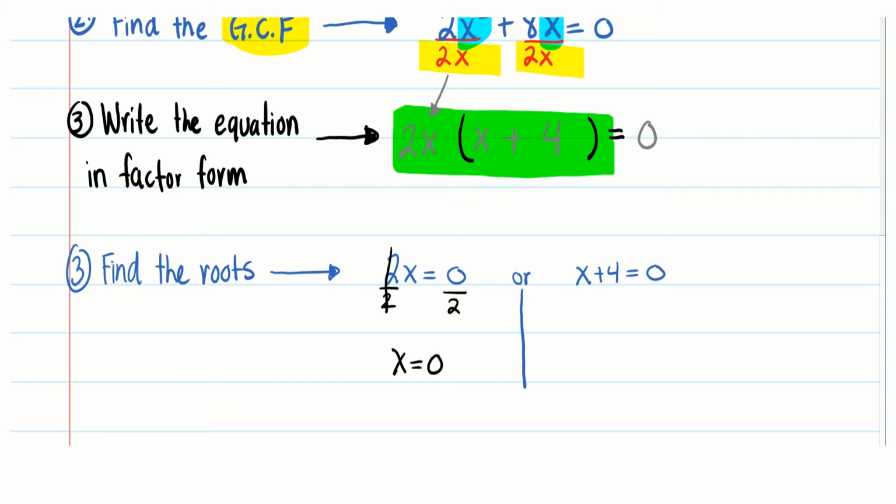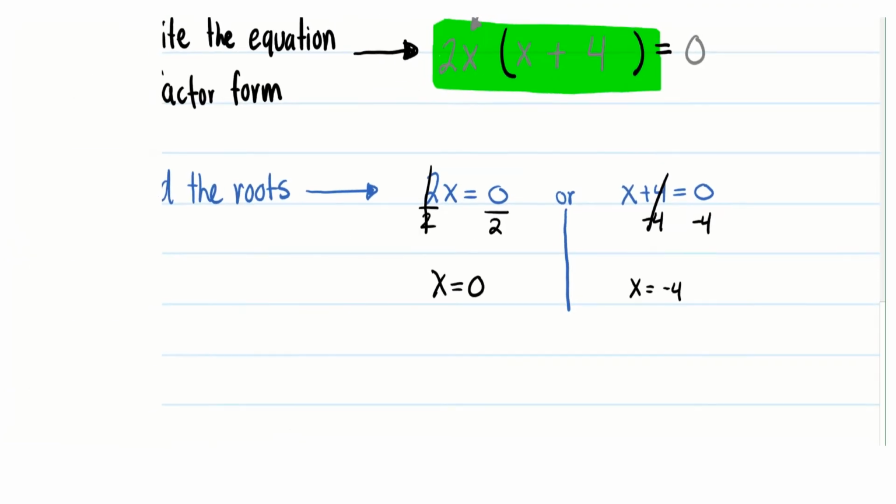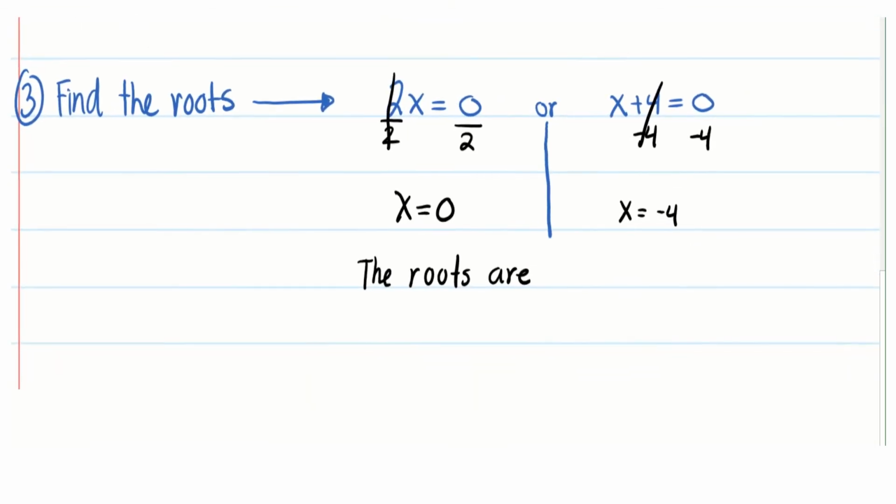We get 0 for the first one. So 0 divided by 2 is 0. And then we subtract on both sides on the second equation to leave x alone, to isolate x, and we get x equals negative 4, because 0 minus 4 is negative 4. So our roots here are 0 and negative 4.